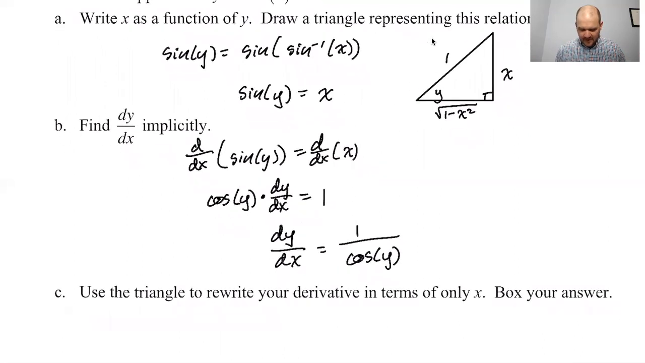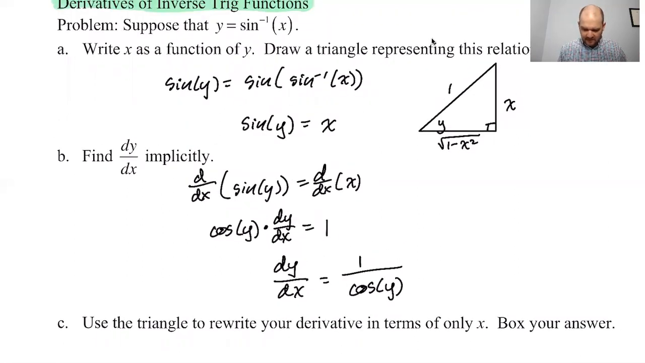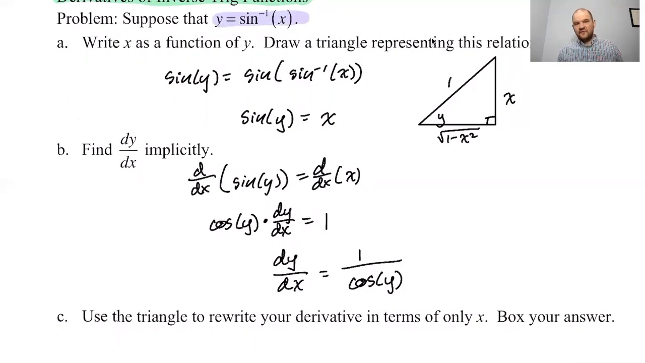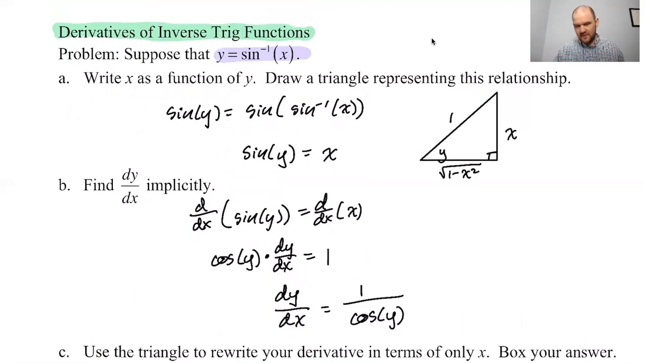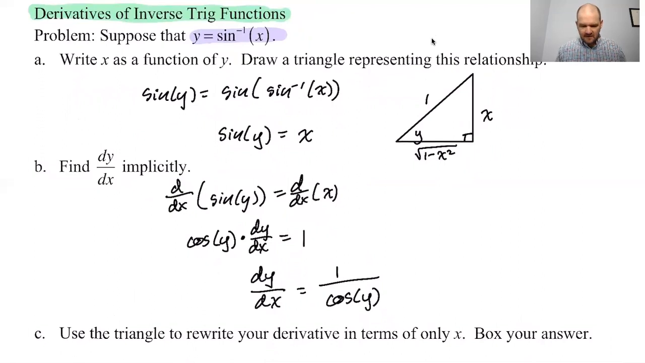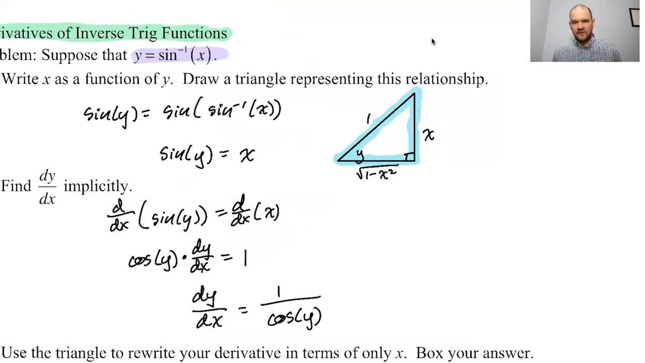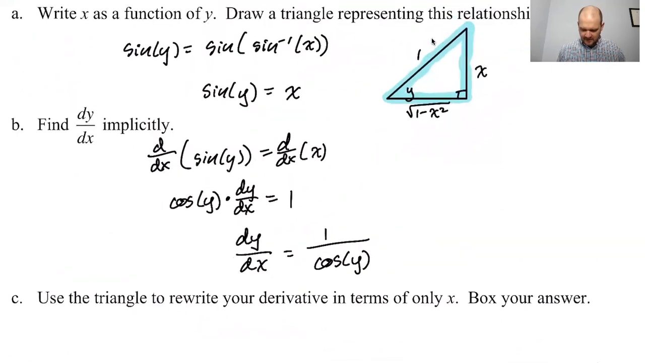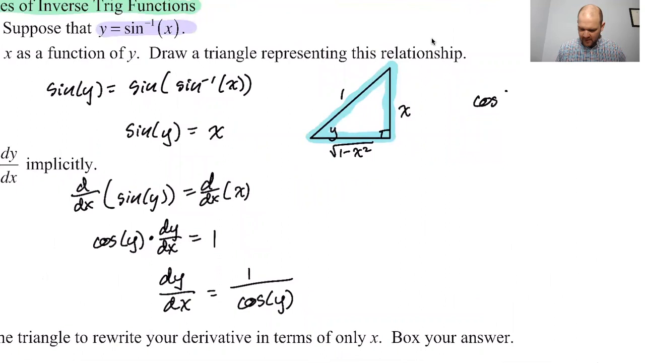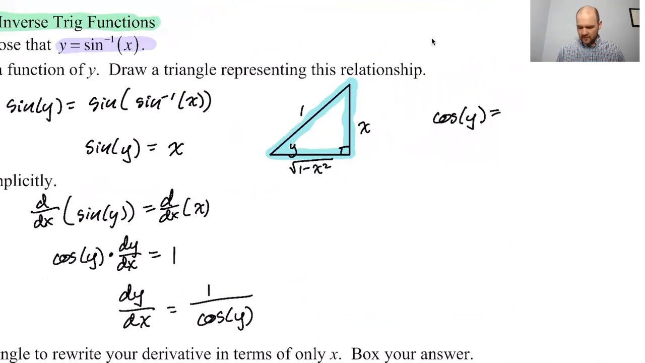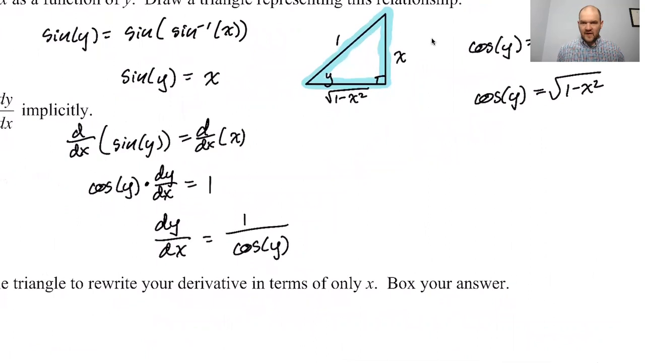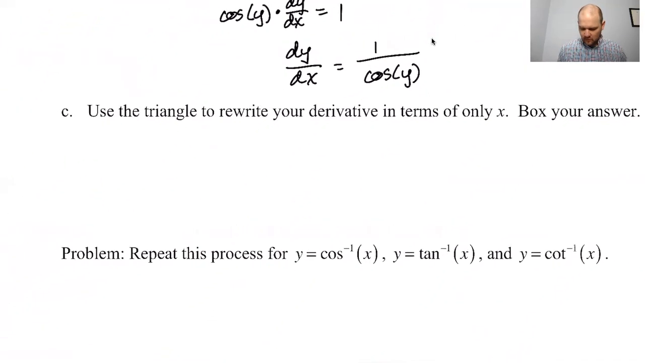Now, in the original problem, y is a function of x. So if we can avoid it, we would like to write our derivative not in terms of y, but in terms of x. It turns out we can do that, because if we go back to our triangle, we can use it to find the cosine of y. I'm going to do it over here. Cosine of y in this triangle is adjacent, which is root 1 minus x squared, over hypotenuse, which is 1, so it's just radical 1 minus x squared.